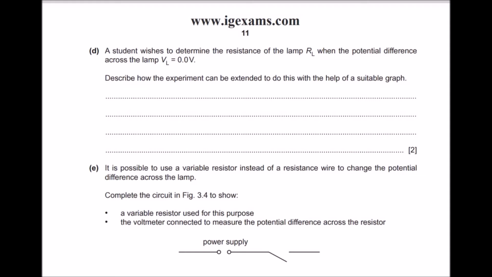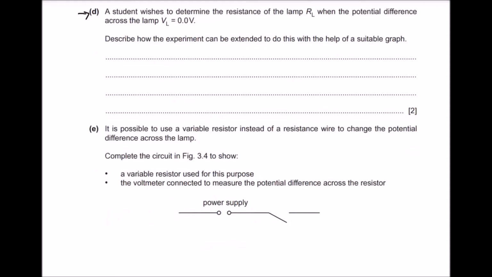This is part D. A student wished to determine the resistance of the lamp RL when the potential difference across the lamp is 0.0 volt. Describe how the experiment can be extended to do this with the help of a suitable graph.